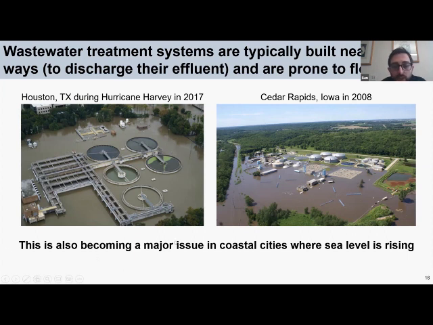This is also becoming a really major issue in coastal cities because of sea level rise. We know that sea level is rising due to climate change. Many of these coastal cities are discharging directly into the ocean. So as that ocean rises, their discharge pipe may start to become flooded, and it requires upgrades or changes to their facilities.